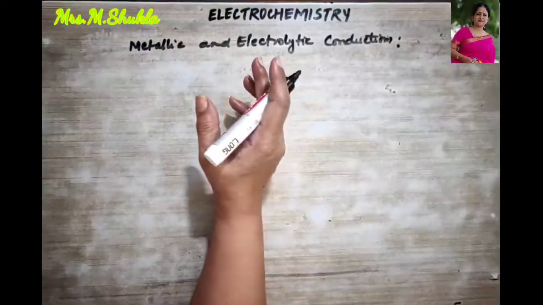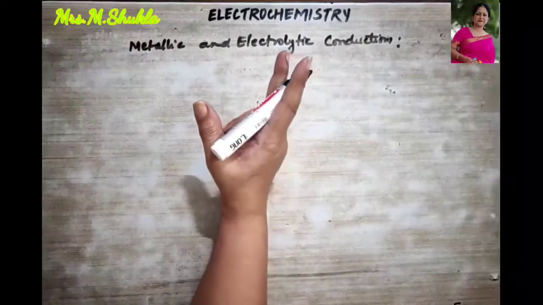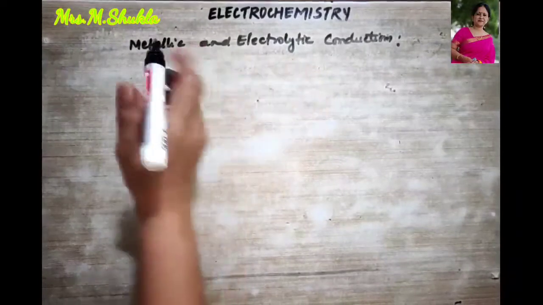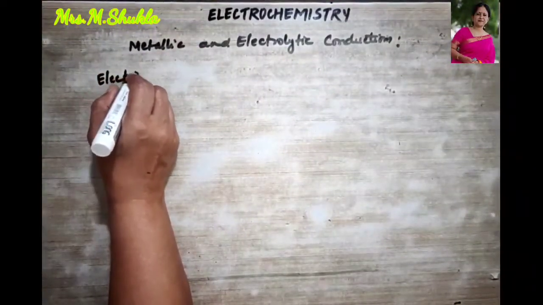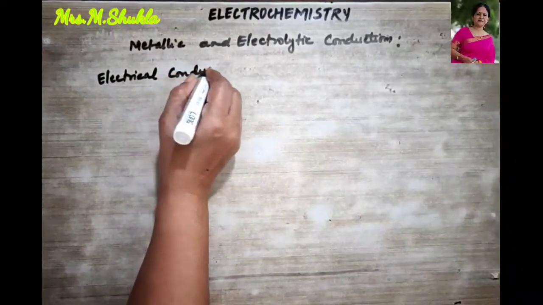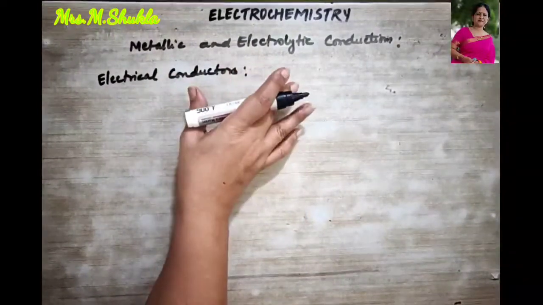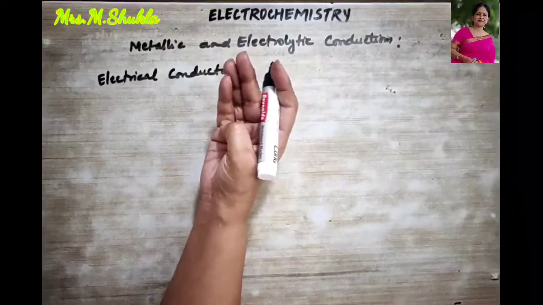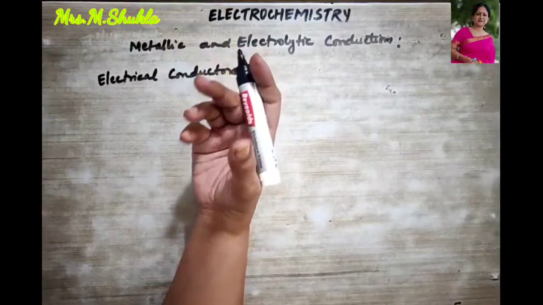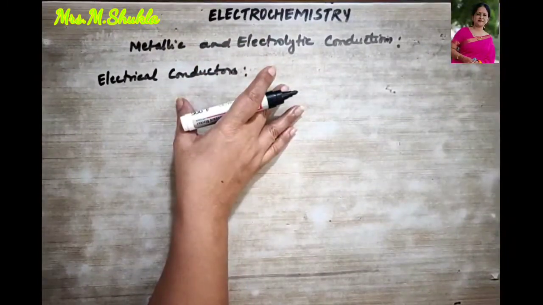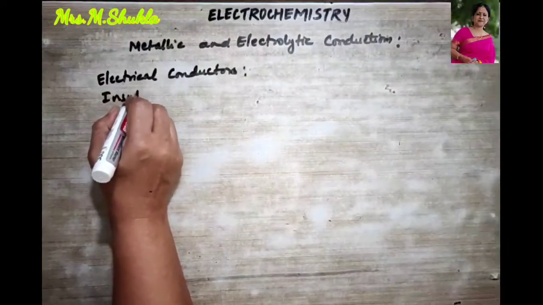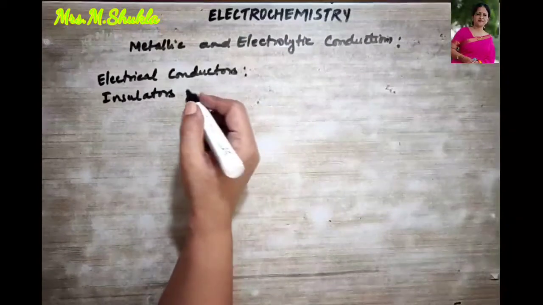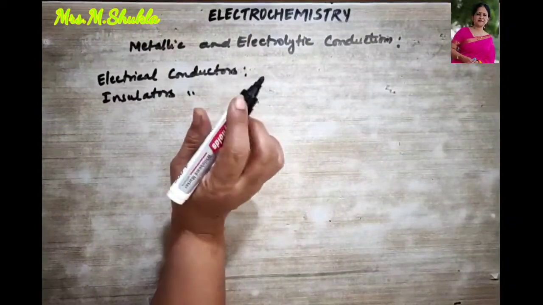So from an electrical point of view, substances can be of two types: either they are electrical conductors or they are insulators, right? What are your electrical conductors? They allow the current to pass through them. For example, metals, fused ionic compounds, gases at low pressure, etc. And what are your insulators? They do not allow the current to pass through them. For example, rubber, plastic or sulfur.